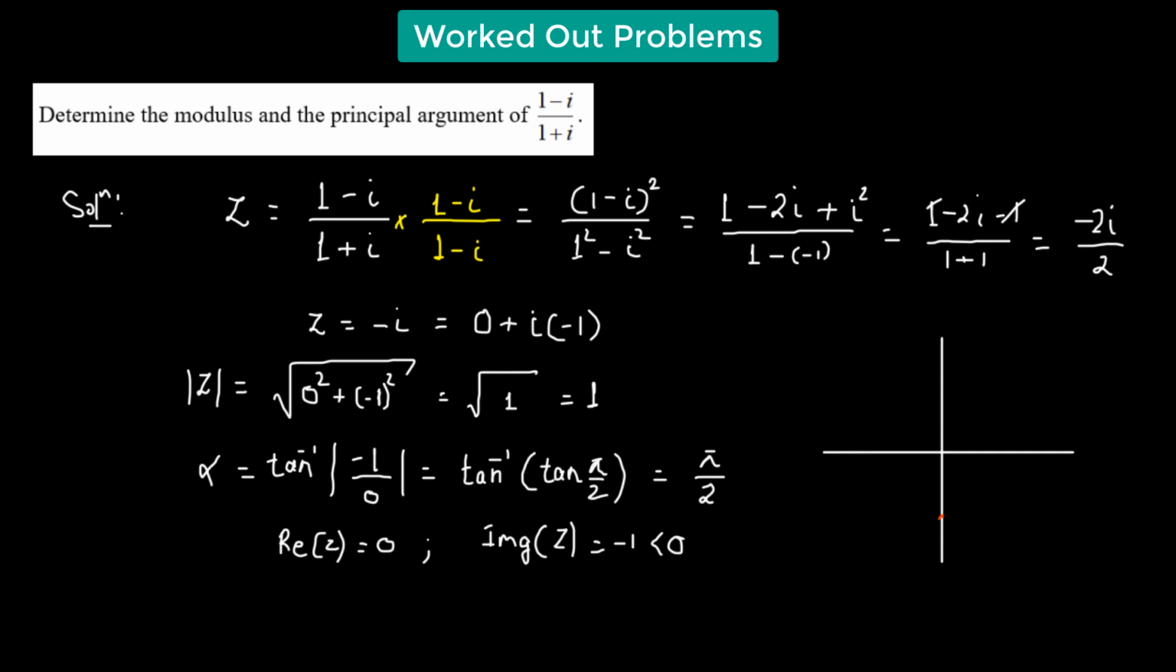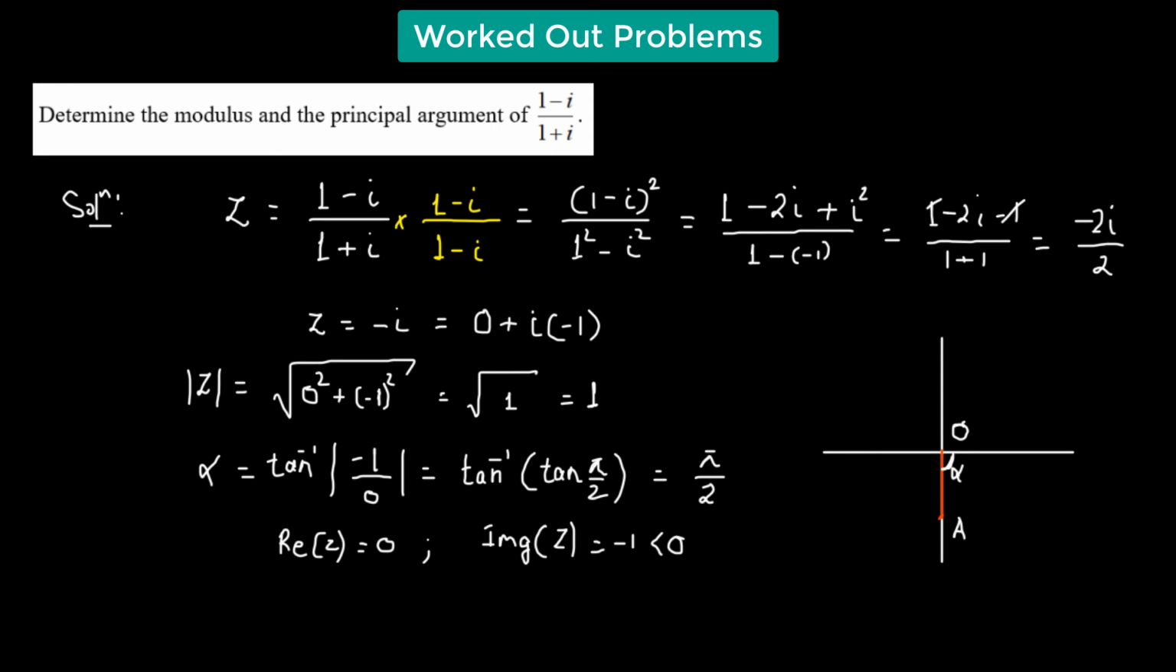Let me redraw it. So this is our complex number. So we have O, and this is our A. So that means we have a complex number lying on the imaginary axis, and it's in the negative direction. So this is the case where we have found out the value of alpha. So our alpha value is this. This is going to be our alpha value.